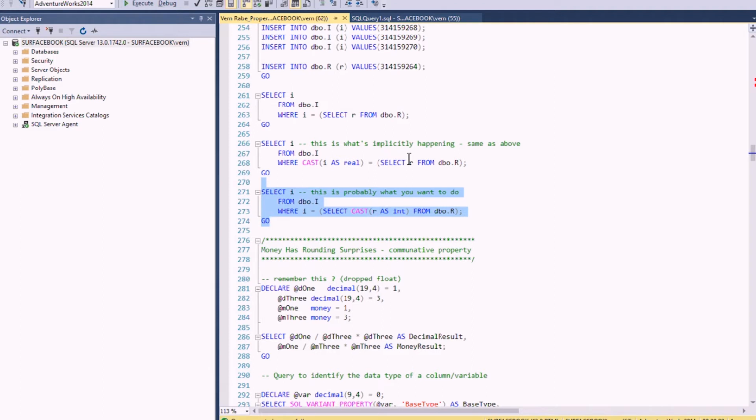Real is just a smaller version of float. I'm sure there's cases, but I've never had a reason to use a real data type. So my rule on real and float, unless you're going to measure distance to the sun or something, don't use them.